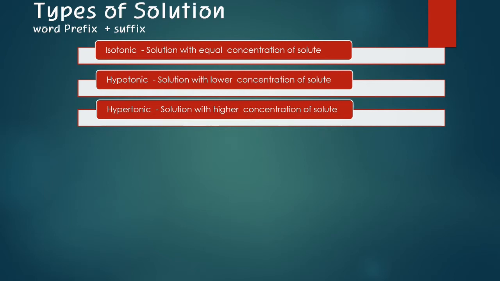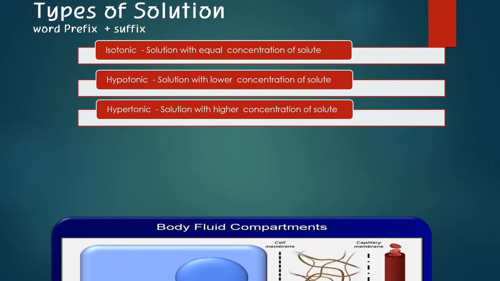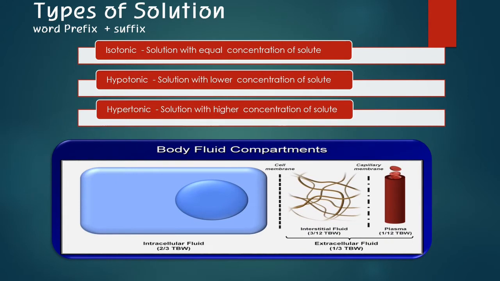To fully understand the effect of a solution to the cell, let us look into the body fluid compartments. There are two general distinctions. At your left is the intracellular fluid, or what we call the ICF, which represents 2/3 of the total body weight. At the right side is the ECF, or the extracellular fluid, which represents 1/3 of the total body weight.